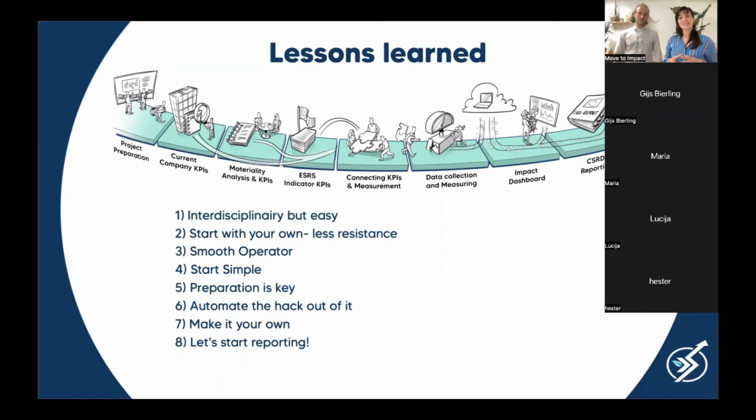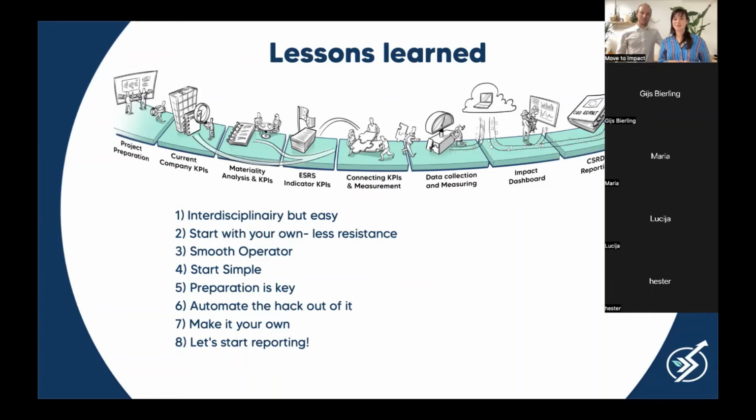Then for the connections, KPIs, and measurements, preparation is key. Because what is basically done in this phase is a gap analysis between the current company KPIs, materiality KPIs, and the ESRS KPIs. So if you have a gap analysis, you know that you don't have to do everything from zero, but that you add the pieces, what I just repeated multiple times. That's a really, really important step. And that's why the three steps before the connection, KPIs, and measurement are really important. That is the preparation phase, basically, for your company.